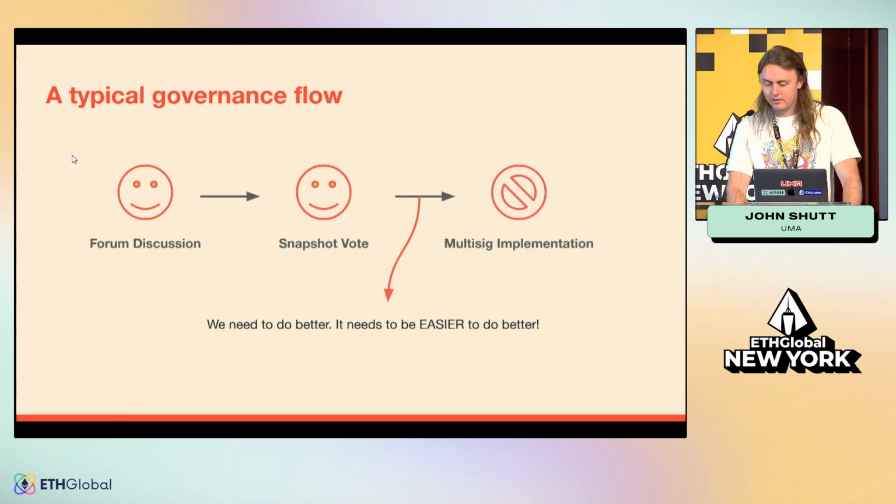So this is that flow I was talking about. You talk on the forums and everybody's involved there and it's free to do. You have a Snapshot vote. That's also free. So everybody that has a token or has some voting permissions can participate. But then there's a jump off point where the DAO is actually run by this multi-sig and it's just 3 of 5 people decide what actually happens. So that's a huge, huge problem.